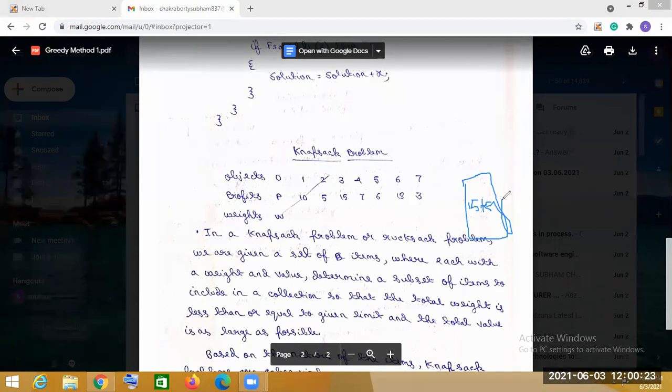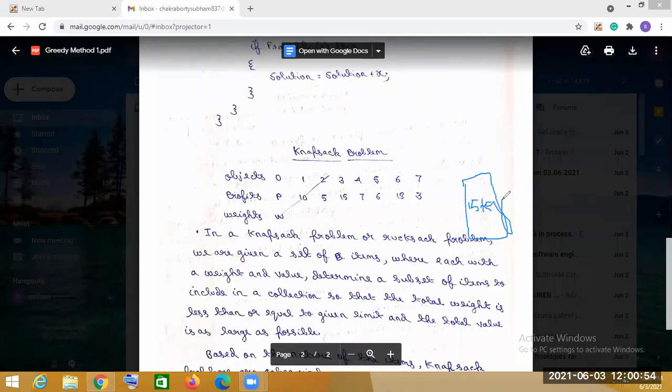So how will we determine which elements we will choose and which we will reject? If there are 2-3 elements present and we calculate the total of their weights, and it is less than 15 kg, then we can directly put them into the bag. There is no problem.